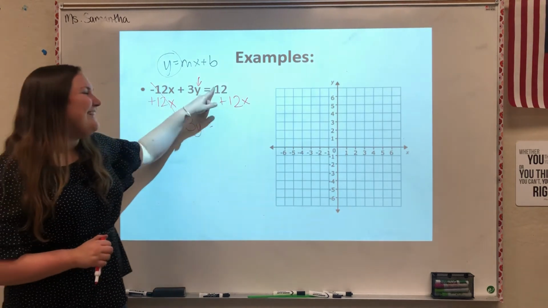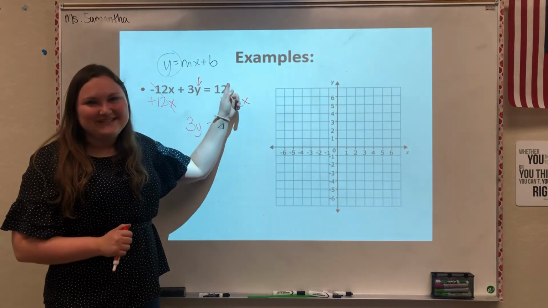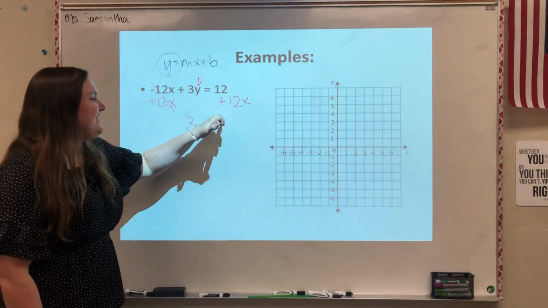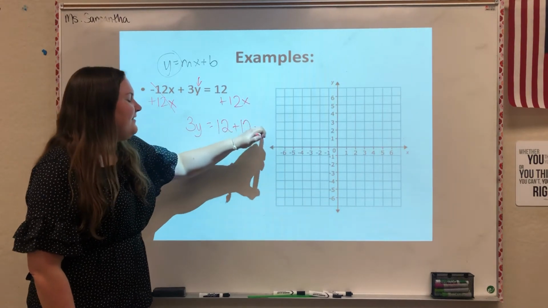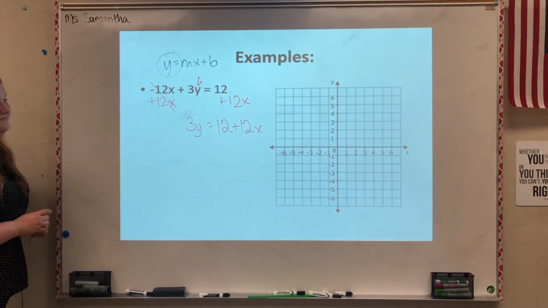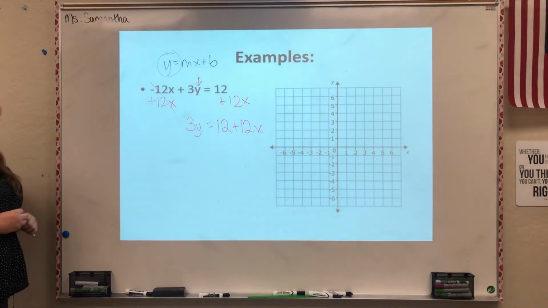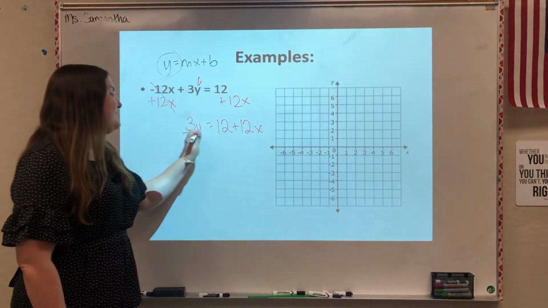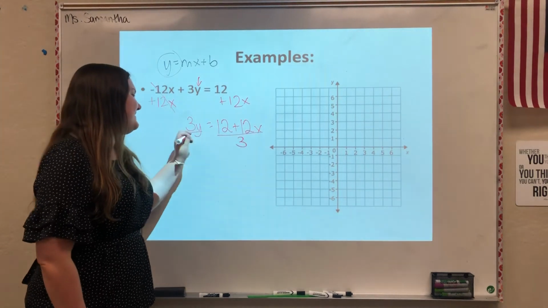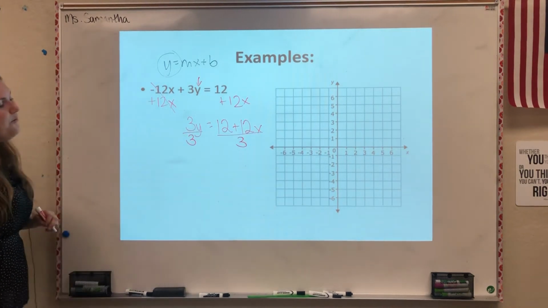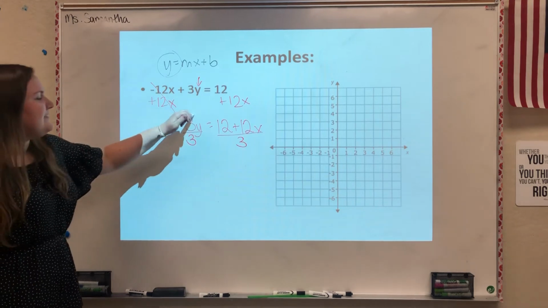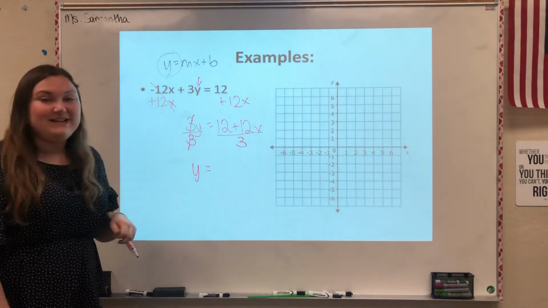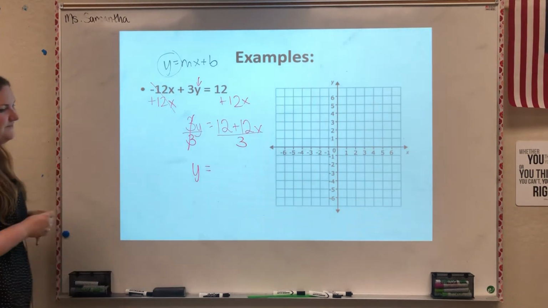You cannot add these because this one has an x and this one doesn't. So all I have to do is copy them both down, both terms. There's one last step. If I want y all by itself, I need to get rid of my 3 by dividing both sides by 3. When I do that, my 3's cancel out, which leaves me with y equals, which is exactly what we want.